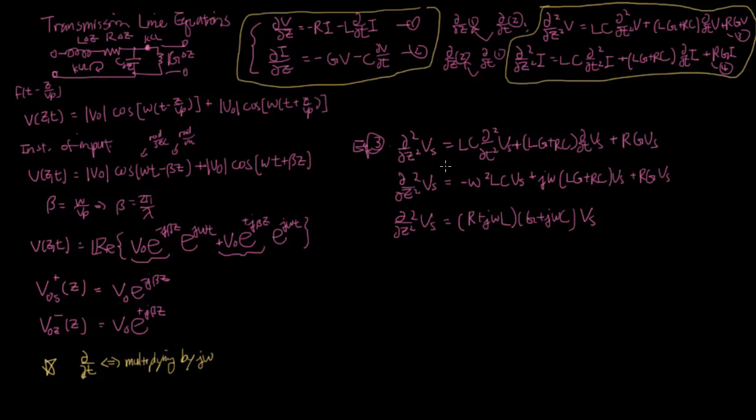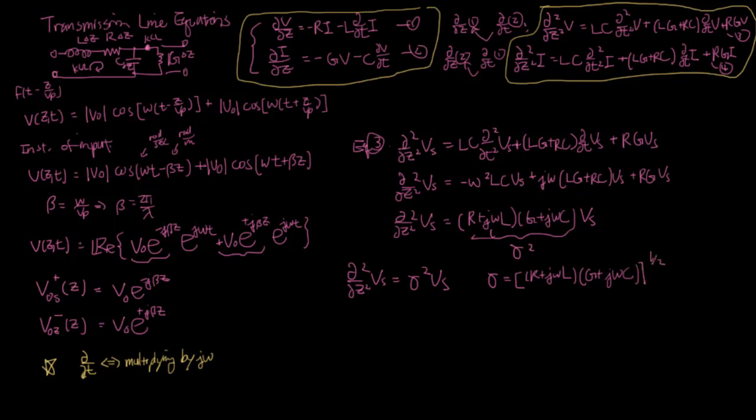So what we're going to end up doing is then, if we just call this whole thing gamma squared, you can write this as d by dz squared of Vs is going to be equal to gamma squared Vs, where gamma is going to be equal to the square root of all this stuff over here. So R plus j omega L, G plus j omega C, square root.